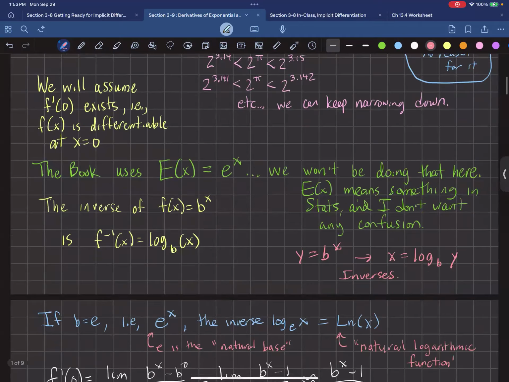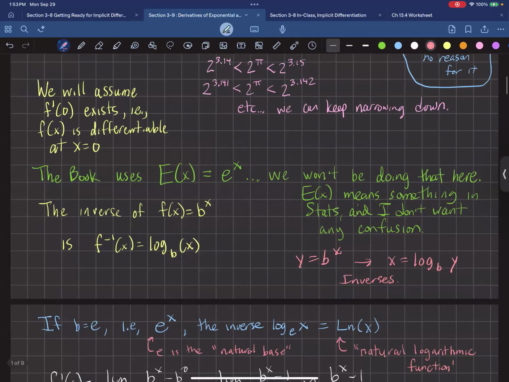Okay, so let's take a look. We're going to start with doing e first, and then we'll switch to a generic b. If we do b to the x and we make b e, we have e to the x. And so the inverse is going to be log base e. Maybe I don't want to use this version right there. I'm going to do what we have up here. b to the x and log b to the x are inverses.